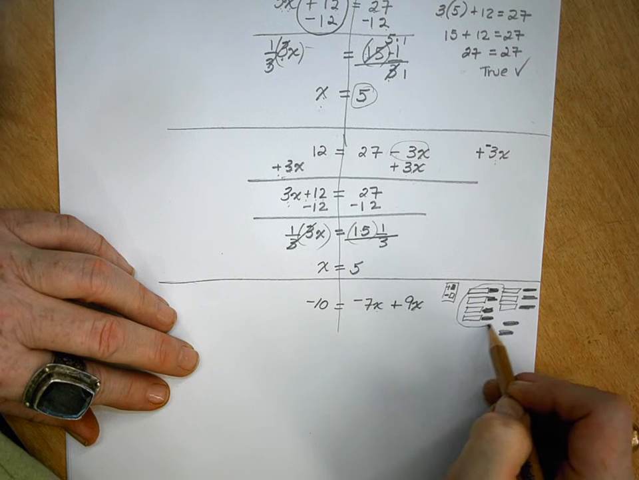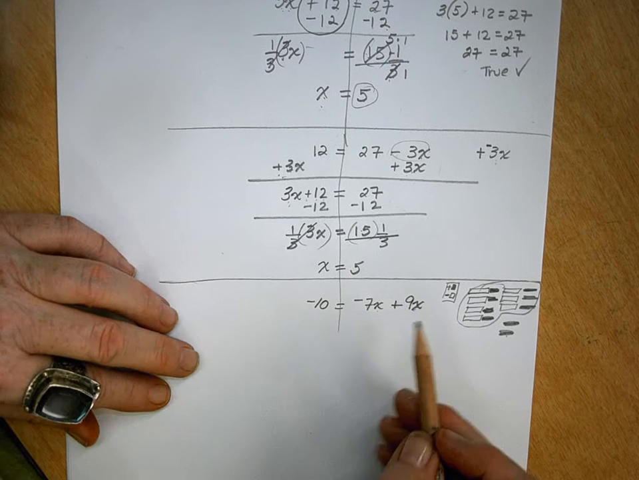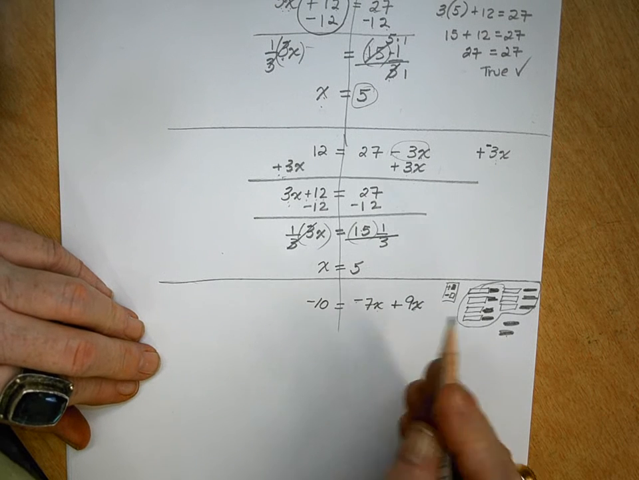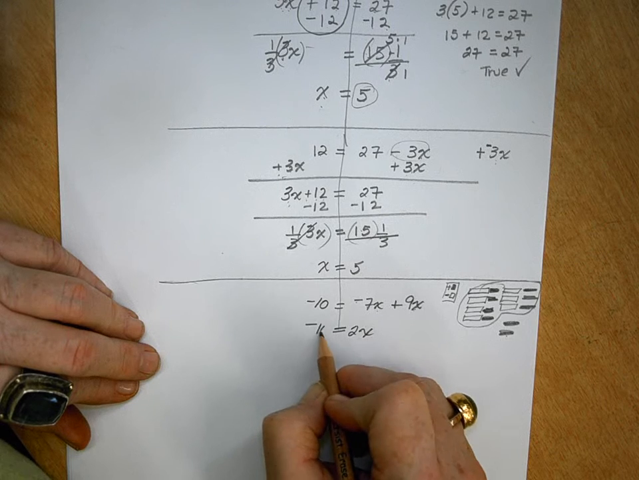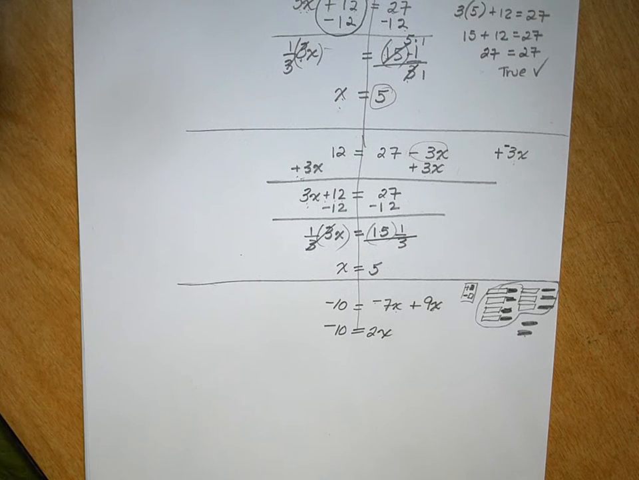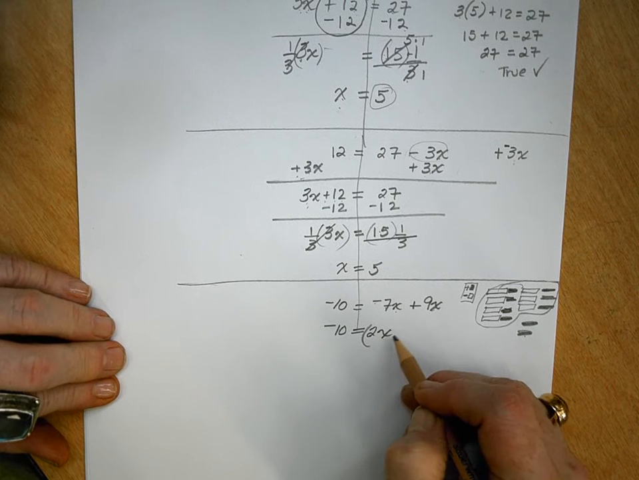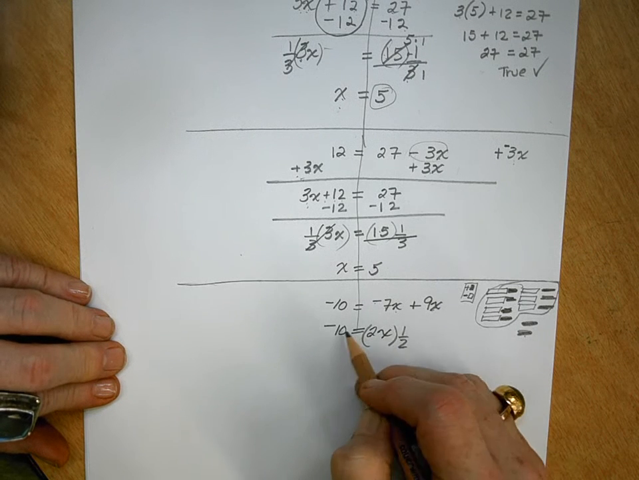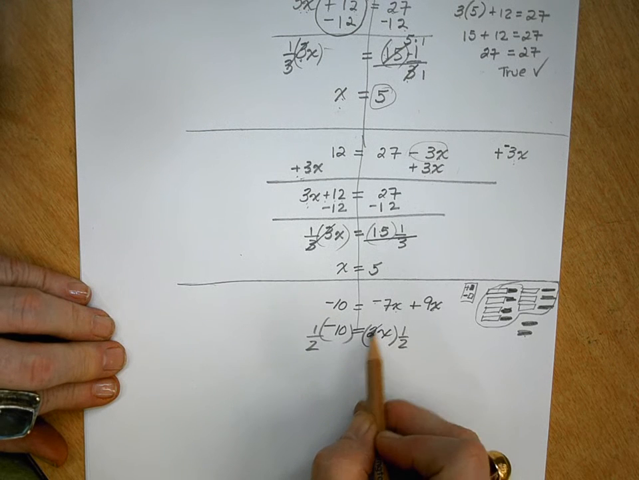Notice all of these are 0 pairs. That leaves me 2x's over. And that makes sense because 9 minus 7 is 2. So I have 2x equals negative 10. Now my last step is to multiply by my reciprocal of the coefficient. So I multiply by 1/2. So 2 divided by 2 is 1.